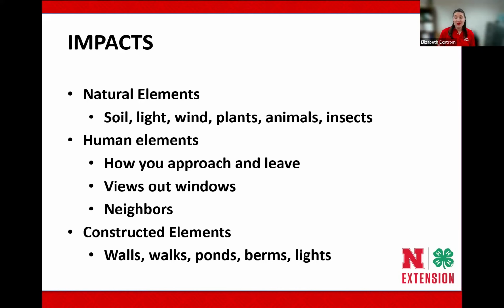And then also, you might have a great relationship with your neighbors now, but what happens if that relationship either deteriorates or maybe you get new neighbors? There might be an opportunity that you might want to kind of screen your neighbors or kind of block them off. You also need to take into consideration constructed elements like walks and ponds and berms, lights, things along those lines.